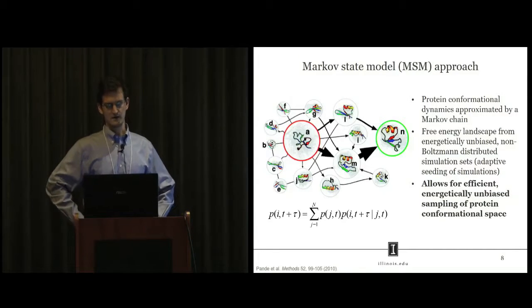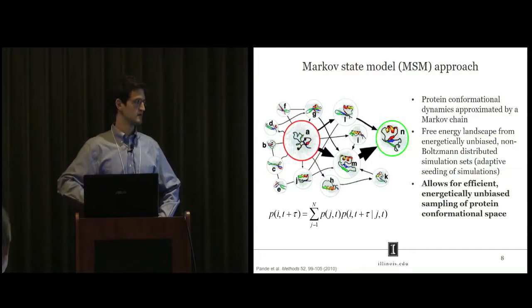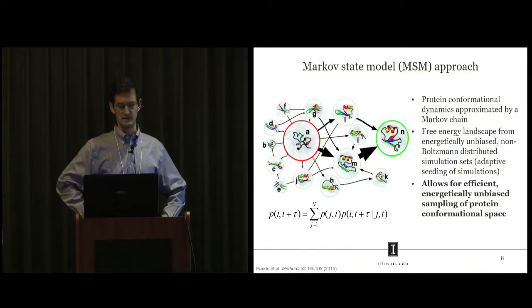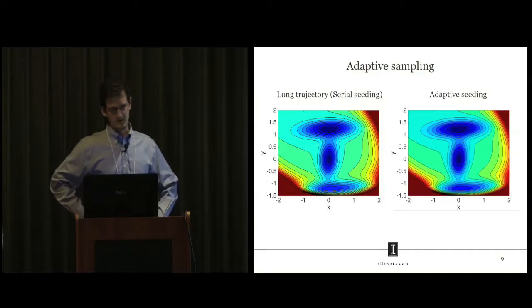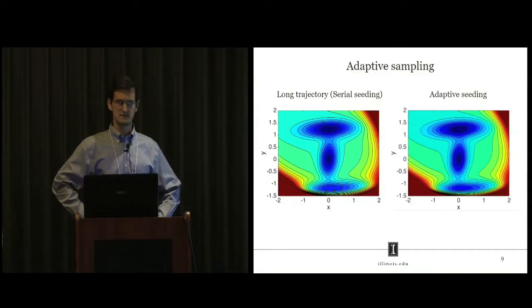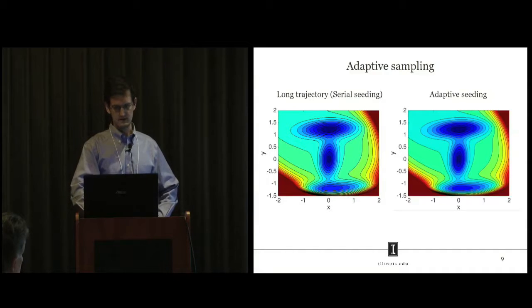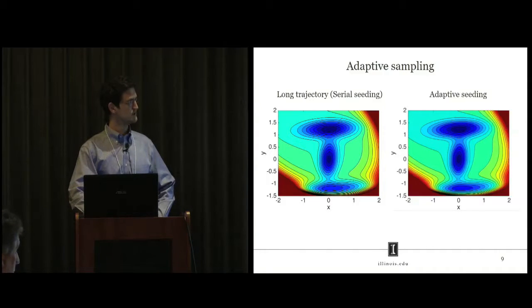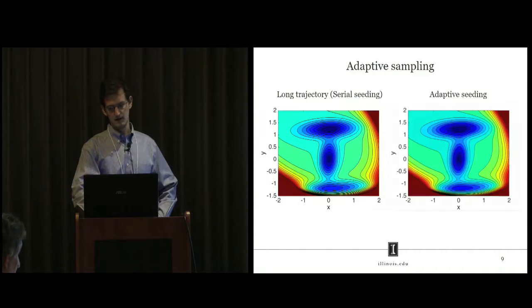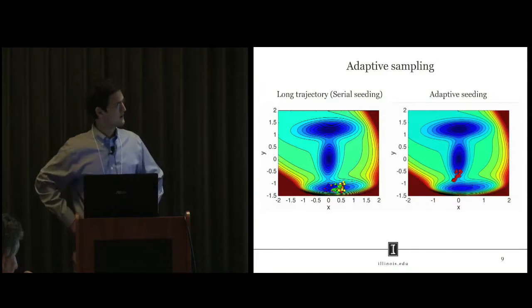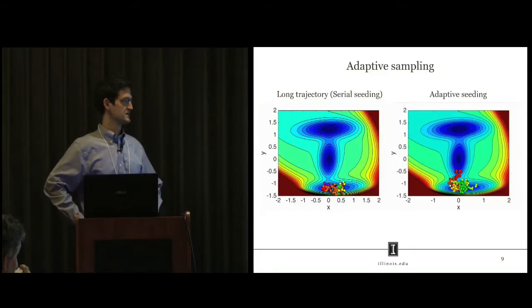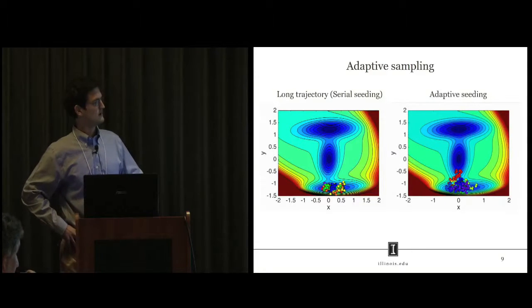But using Markov state models allows us to get back an approximate free energy landscape of the protein. So as an example, just to show you what this adaptive sampling looks like, this is just a two-dimensional potential energy surface that we're sampling. On the left is just a single long trajectory.